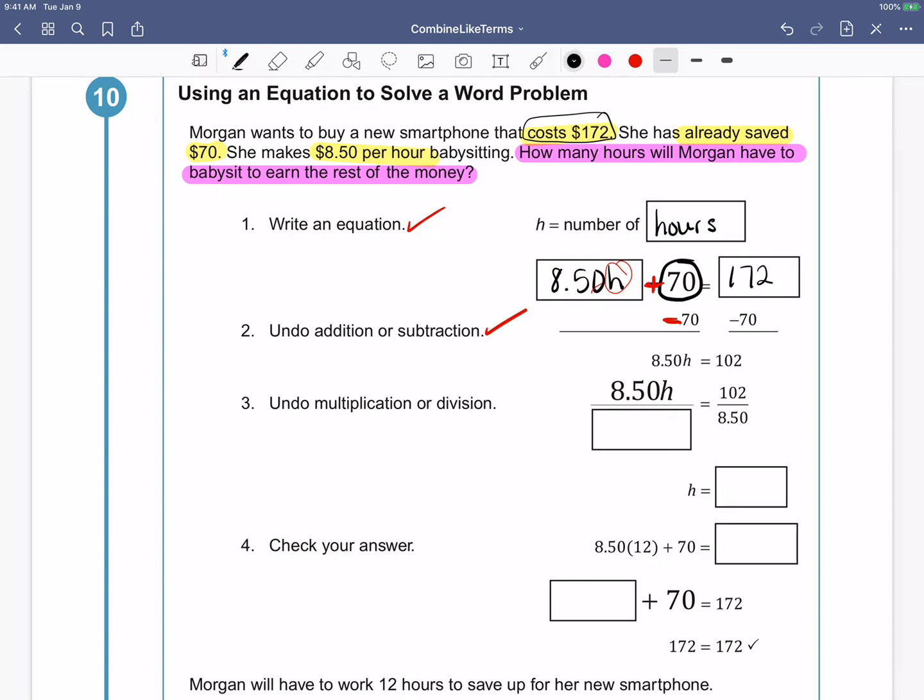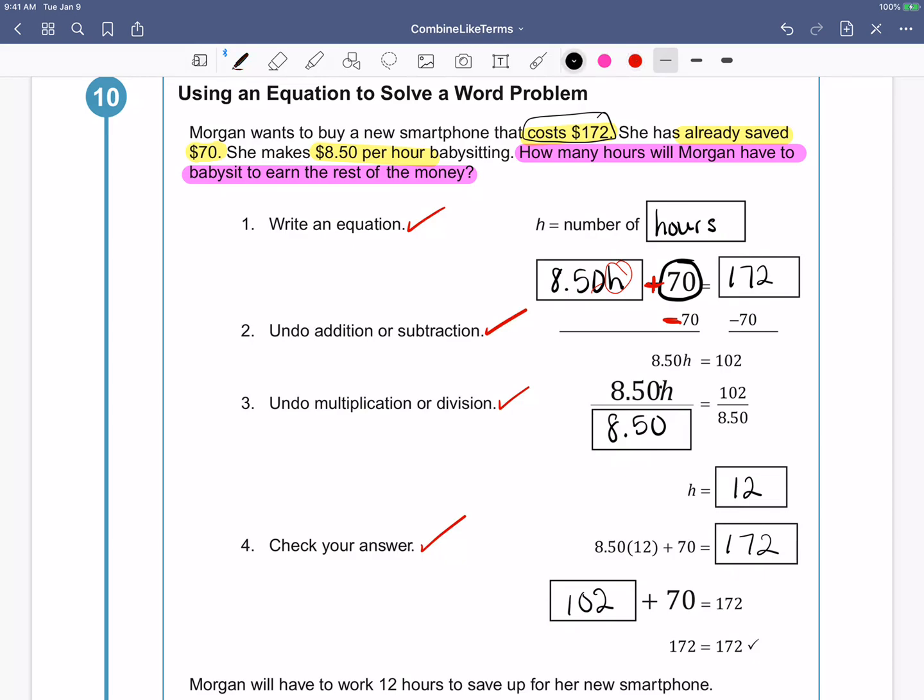Now undo the multiplication or division. So again, this is multiplication, so I'm going to divide both sides by 8.50, right? That's my check there. And if I put that into my calculator, it's going to give me 12. Okay, now I need to check, right? I'm going to plug it in and check. So 8.50 times 12 plus 70 should give me 172. So $8.50 times 12 will equal 102, plus 70, 172, so I can check off that last step.